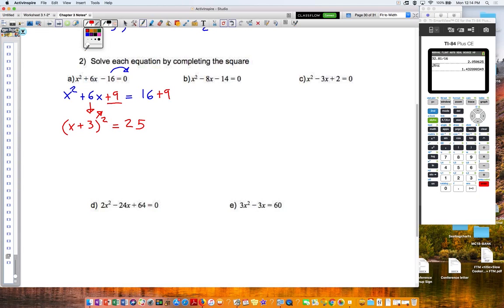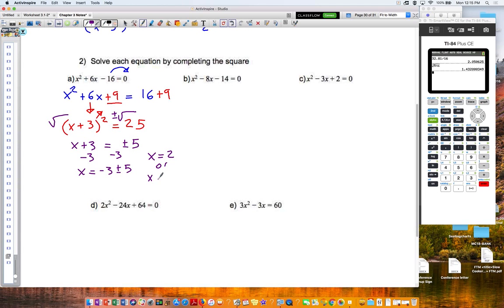Now the reason why we're writing that is now we can use the square root property. Take the square root of both sides. Square root, plus minus. I'm just left with x plus 3 equals plus or minus the square root of 25 is 5. Now I can just subtract 3. X equals -3 plus or minus 5. So -3 plus 5 is 2.